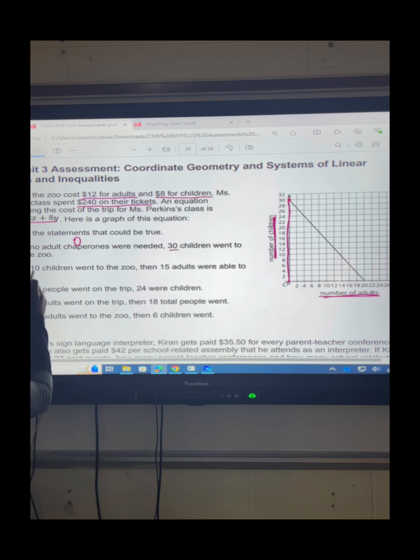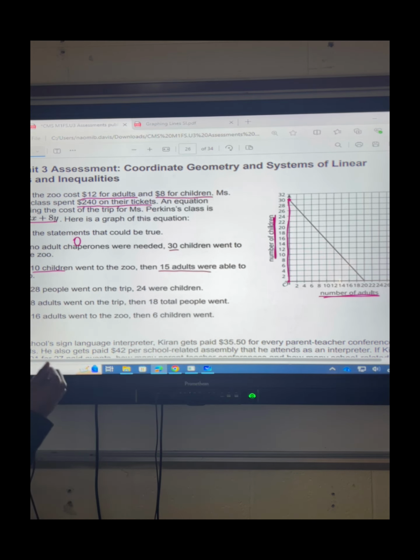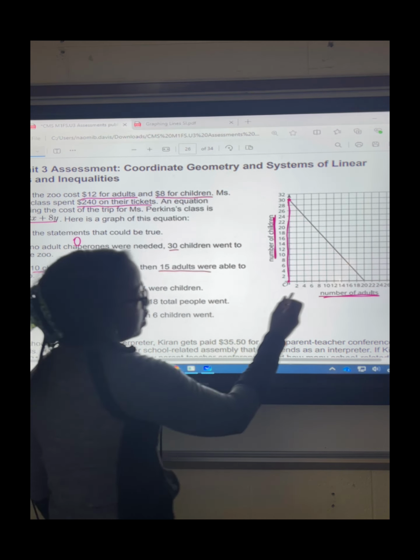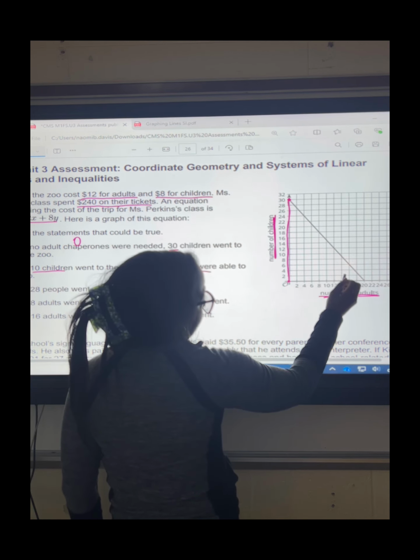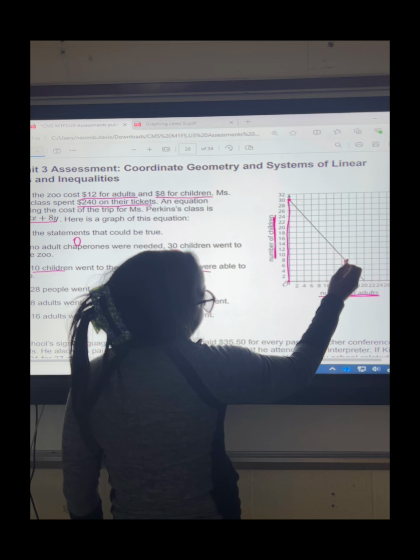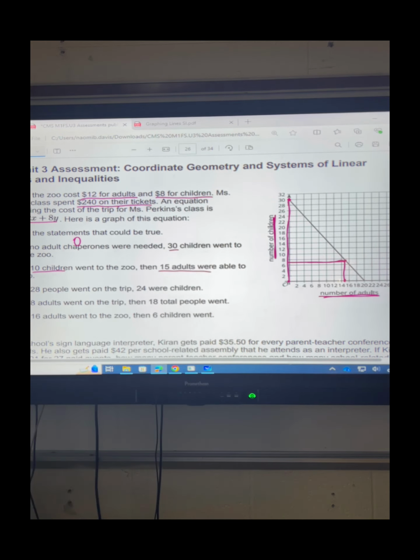If 10 children were to go to the zoo, then 15 adults were able to go. So I need my line to be at 15 for adults and 10 for children, okay? So when I go to 15 for adults, which is right here up in the middle, where's my line? Right here. And that's 7. Okay. So that's not right. But let's check and make sure though.